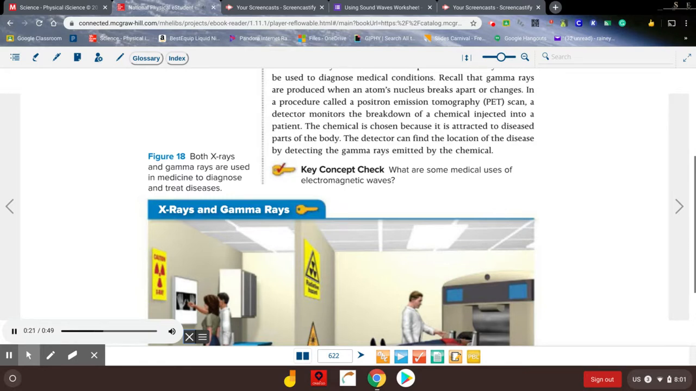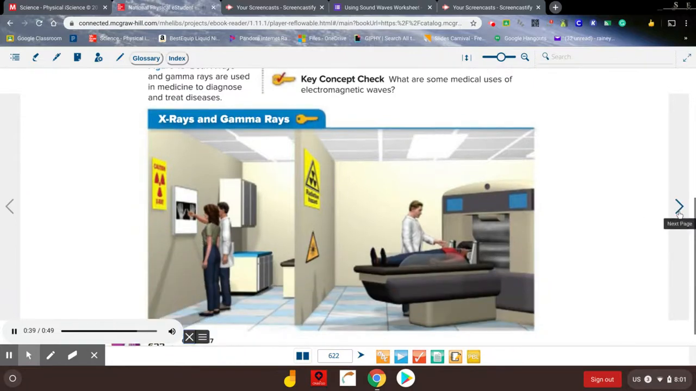In a procedure called a positron emission tomography (PET) scan, a detector monitors the breakdown of a chemical injected into a patient. The chemical is chosen because it is attracted to diseased parts of the body. The detector can find the location of the disease by detecting the gamma rays emitted by the chemical. Key concept check. What are some medical uses of electromagnetic waves?